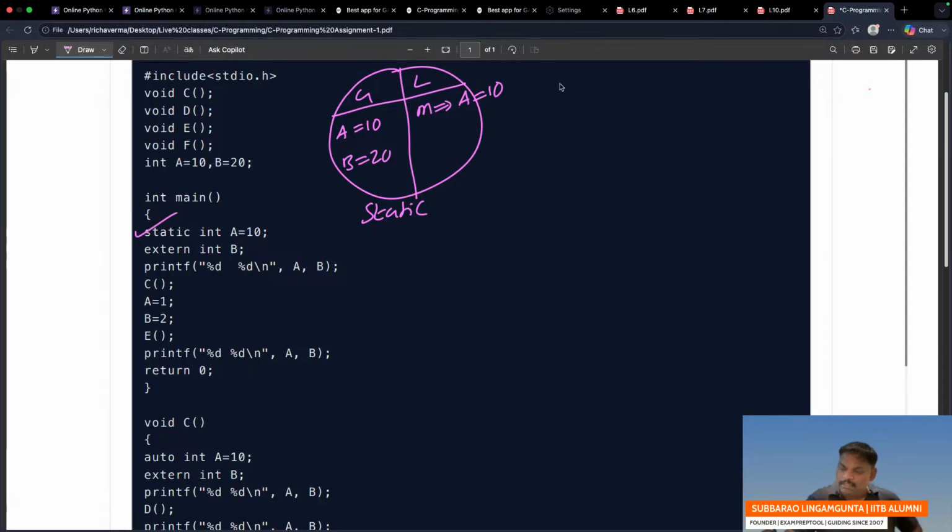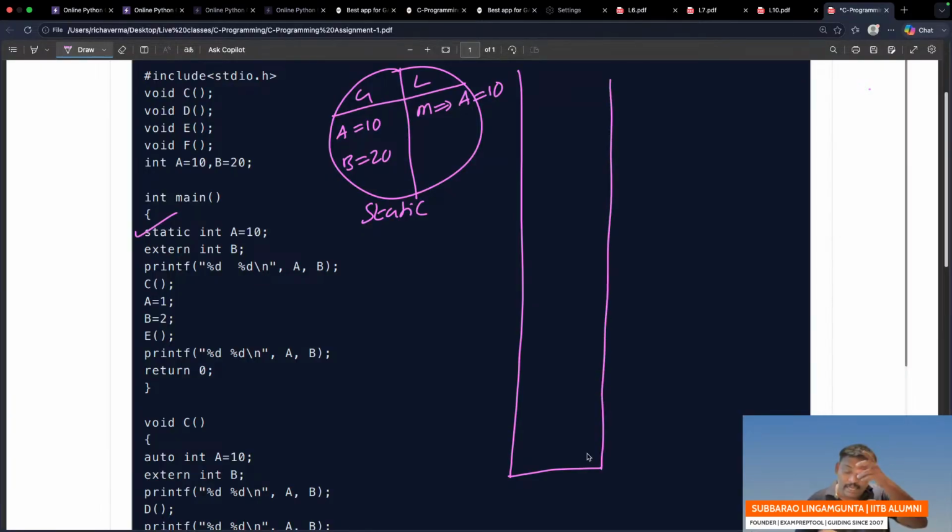So let's see. Take the stack. This big a stack is not required, but anyhow. So main push. Inside the main, a is a static local variable, which is there in the static area. Be careful, B is also a local variable, which is external, and that is also there in the static area.